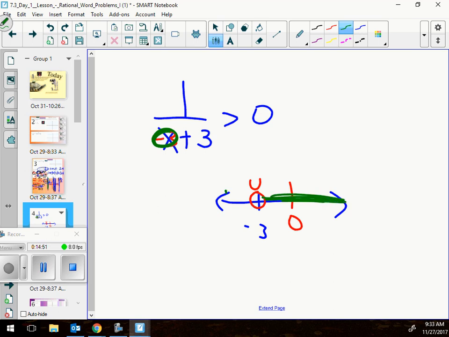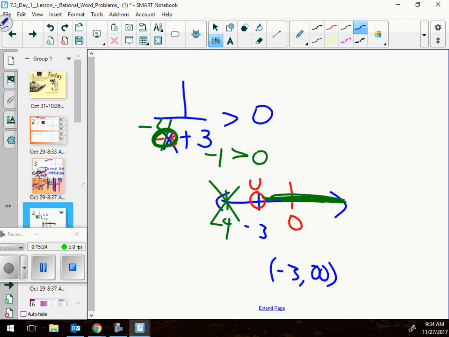And then how about something smaller than negative 3, like negative 4? If I put in negative 4, I get 1 over negative 1, which makes negative 1. Is negative 1 greater than 0? No, it's not, and therefore it doesn't work down here, and therefore you got your answer. It's between negative 3 and infinity. As you can see, way easier than the kind I was doing a second ago.